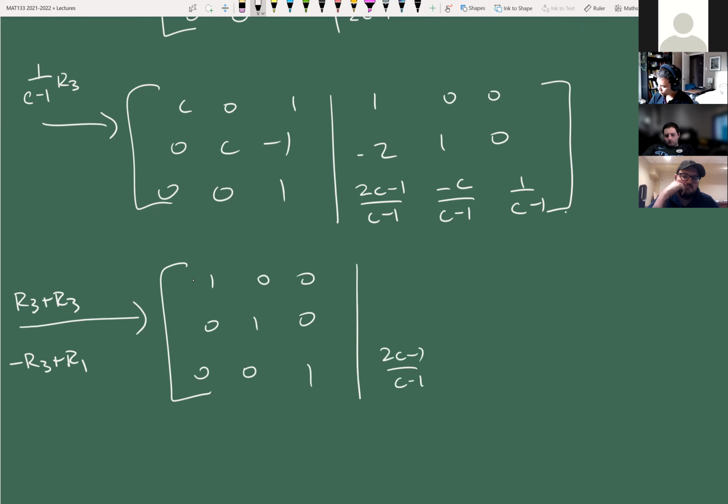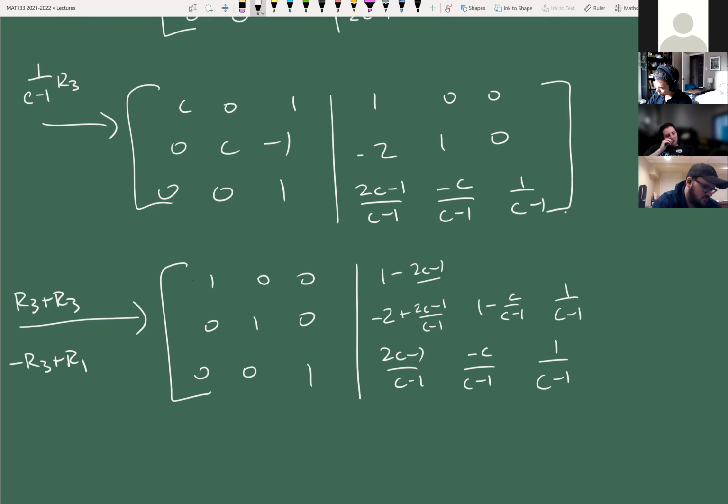This row doesn't change. Negative C over C minus 1, 1 over C minus 1. Okay, so let's see, row 3 plus row 2. So it's going to be negative 2 plus 2C minus 1 over C minus 1, 1 minus C over C minus 1, and then 1 over 1 minus C. No, wait, it's a straight addition. What am I doing? So 1 over C minus 1. And then negative that plus that. So this is going to be negative 1 minus 2C minus 1 over C minus 1, C over C minus 1, and 1 over 1 minus C.